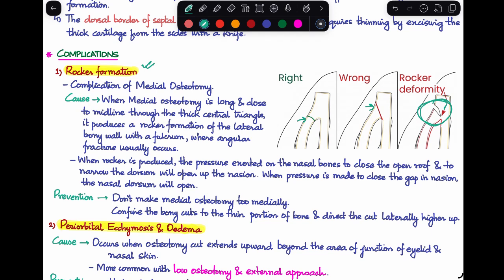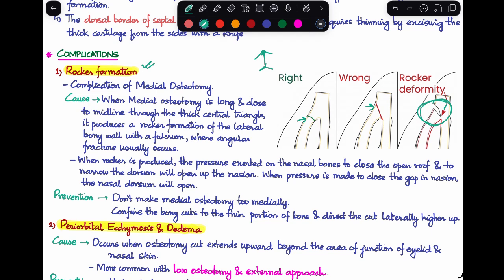Now, when the rocker is produced, the pressure exerted on the nasal bones to close the open roof and to narrow the dorsum of the nose will actually end up opening up the nasion. If you remember the different anatomical terms we had used, nasion is the uppermost tip of the nasal bone's suture, and this nasion will open up if we are trying to close the open roof deformity. And when you apply pressure to close the open roof deformity, the nasal dorsum will end up opening up.